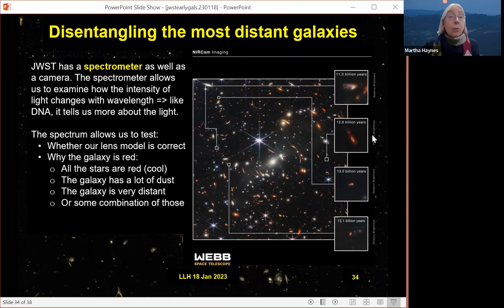why the galaxy is red. Is it red because it just has only cool stars? Is it red because it has a lot of dust? And is it red because the galaxy is very distant? Of course, in many cases, it's all three of those. So we have to be able to disentangle one from the other.